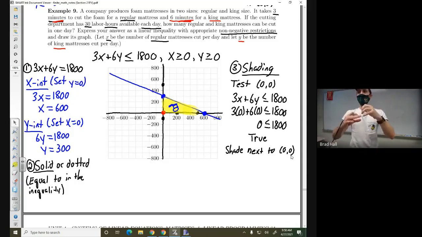Again, the shaded region does not extend past the non-negative restrictions. You are confined to the top right of this graph. Does anyone have any questions before we look at the next problem?